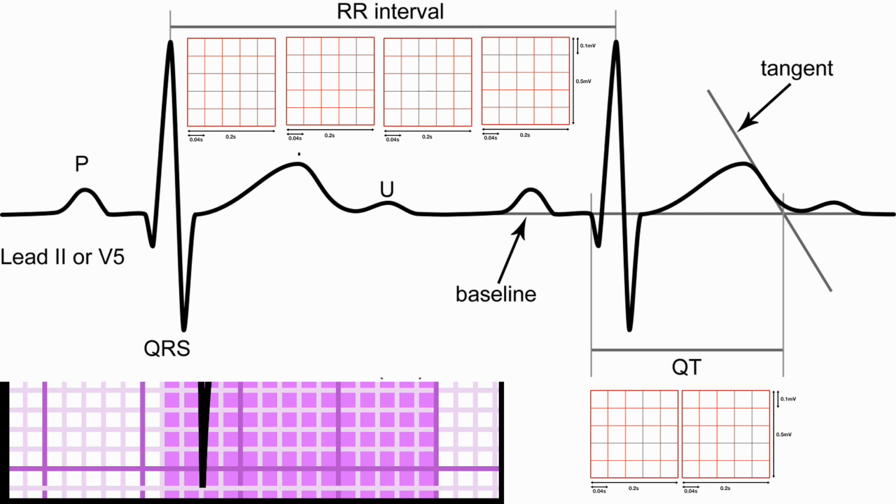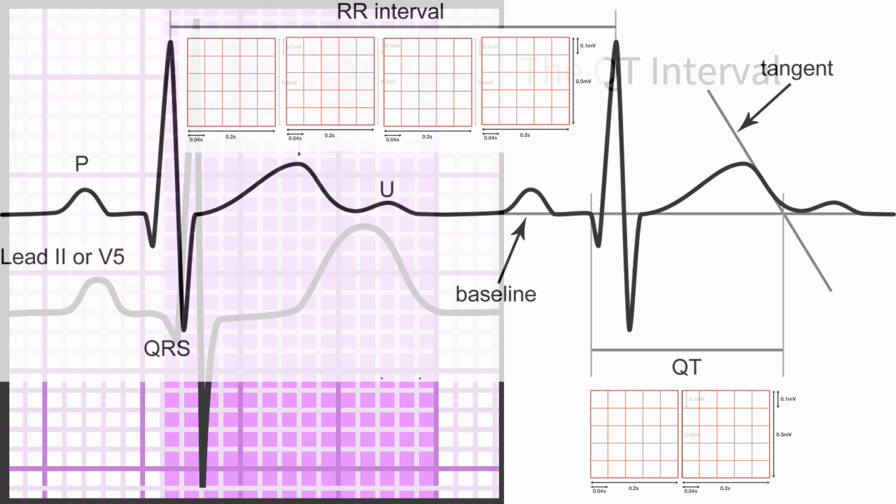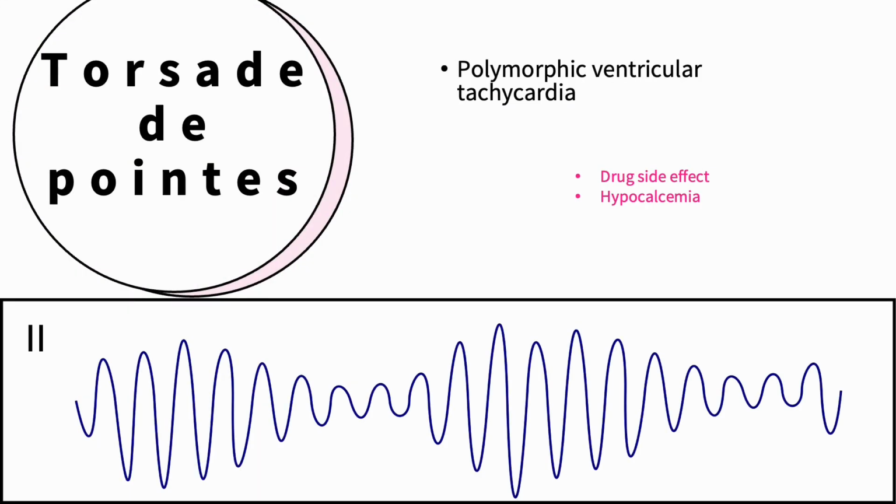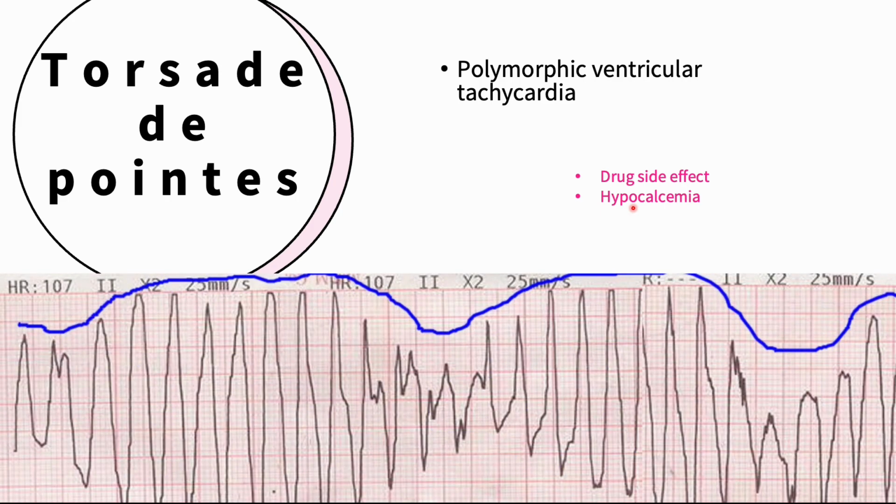Because if it's longer than this, it means I'm giving a chance for new ectopic foci to appear in the ventricles and a very dangerous type of arrhythmia called torsade de pointes or polymorphic ventricular tachycardia. And this could be a side effect of drugs like antidepressants, antipsychotics, or due to hypocalcemia. That's something we should look at, the QT interval.